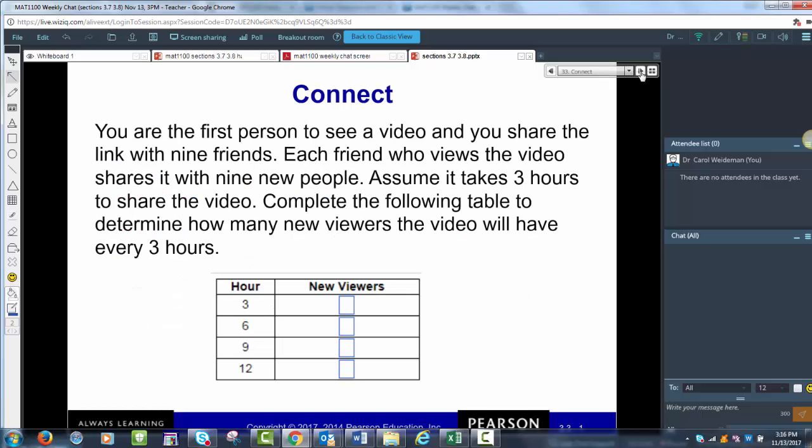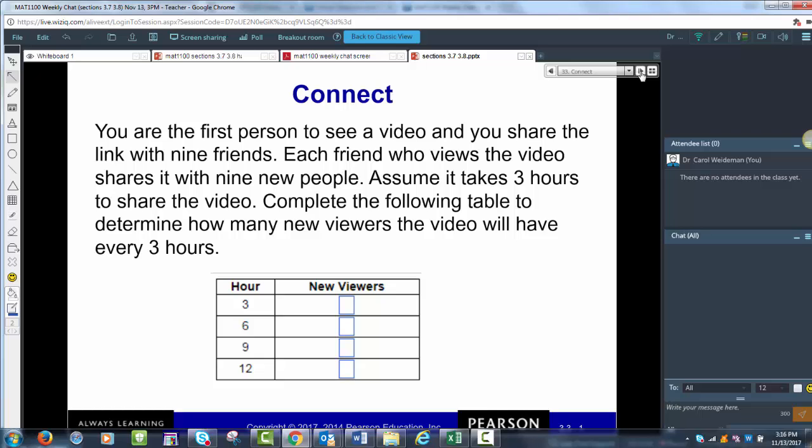You're the first person to see a video, and you share the link with 9 friends. Each friend who sees the video shares it with 9 new people. Assume it takes 3 hours to share the video. Complete the following table to determine how many new viewers the video will have every 3 hours.